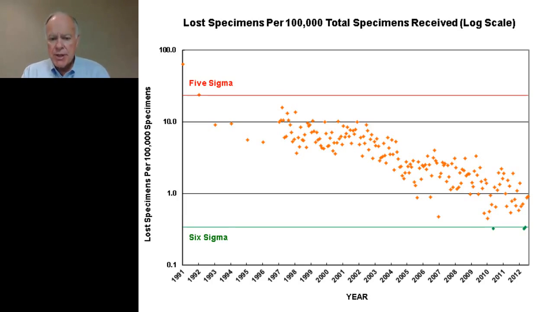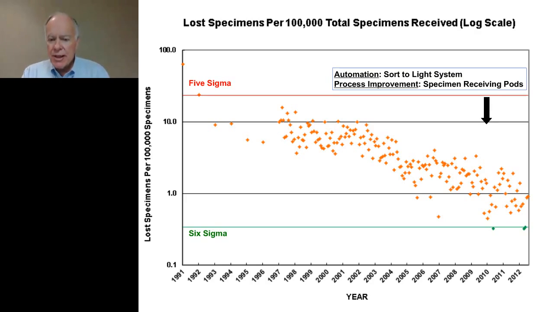Then here is the completion of the chart. So you see from 2008 to 2013, again, a continual decline in the rate of lost specimens per 100,000 total specimens received. Again, as I said at the beginning, this is a log scale through here. And there are 3 dots that are shown in green because those 3 monthly points have crossed the 6 sigma line.